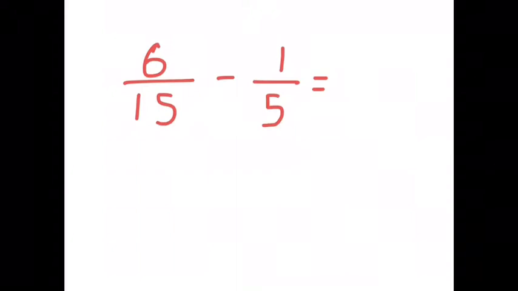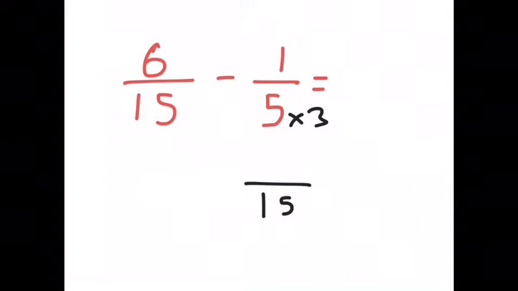Now, using my knowledge of equivalent fractions, I know that 15 is actually a multiple of 5. So what I could do is leave this fraction alone and focus on this fraction here. So we could do 5 times 3, which will give us 15. And remembering our knowledge of equivalent fractions, whatever you do to the denominator, you must also do to the numerator. So I also have to times that by 3, which gives us 3. So now we've got 6/15 take away 3/15.